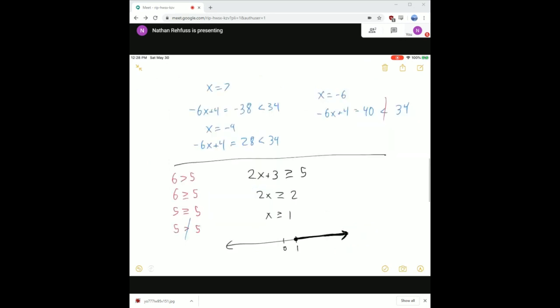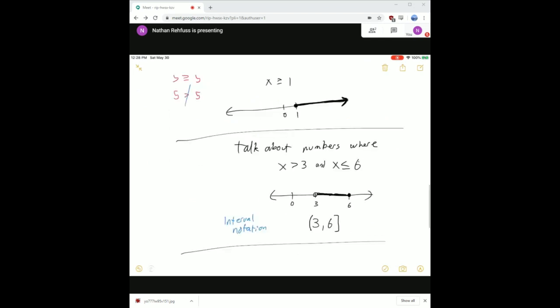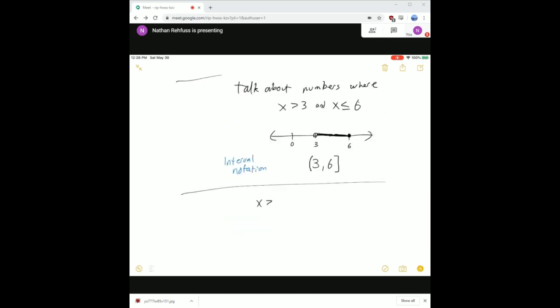So in the previous problem, I said x could be any number bigger than or equal to 1. It could be 1 or any number bigger than 1. On a number line, that's going to look like this. Here's 1, and I said we fill in a closed circle for 1.